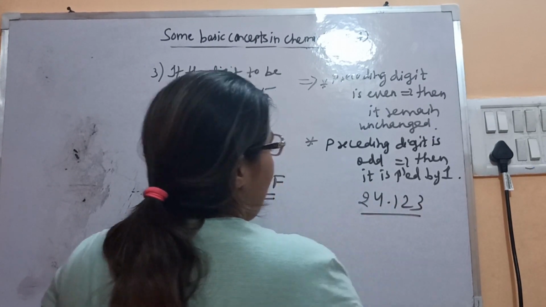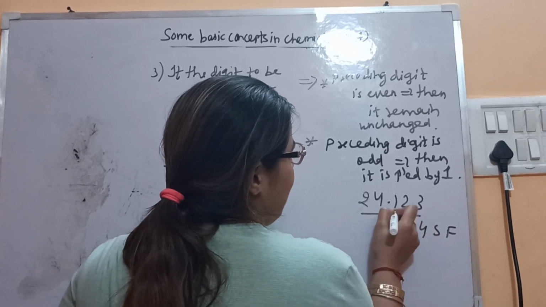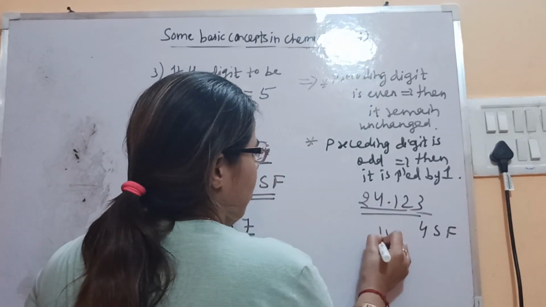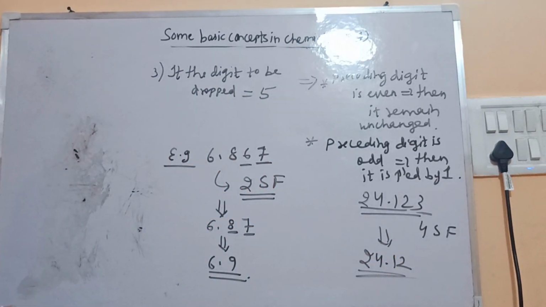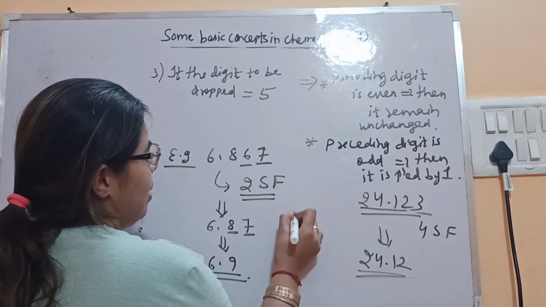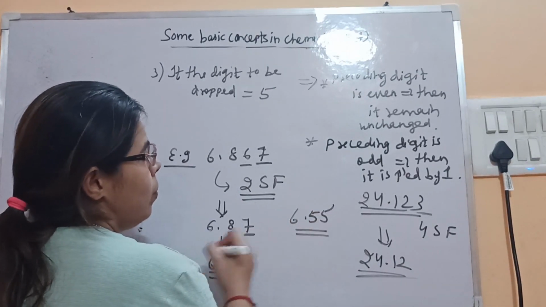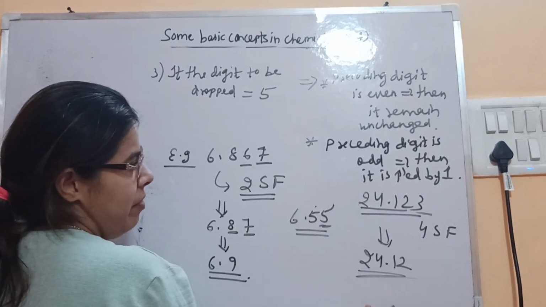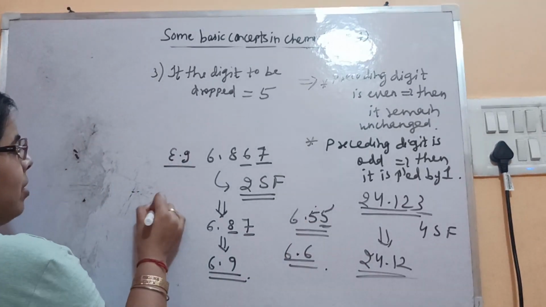24.123. You have to report the result up to 4 significant figures, means up to here. The last digit is less than 5, so no change. 24.12 is the answer. If I take 6.55 and report up to 2 significant figures, the digit is 5, so see the preceding digit. It is odd here, so it is 6.6.